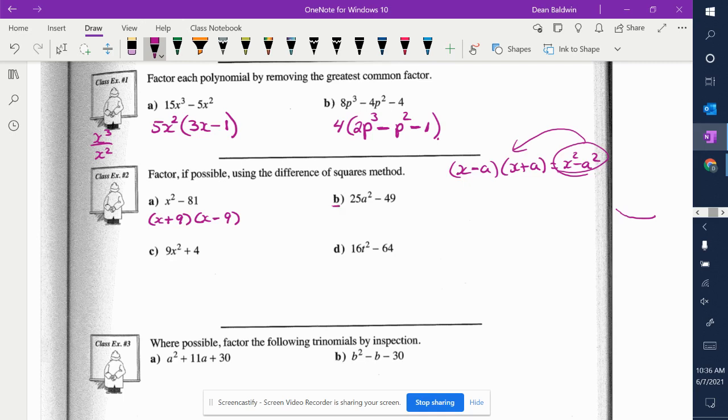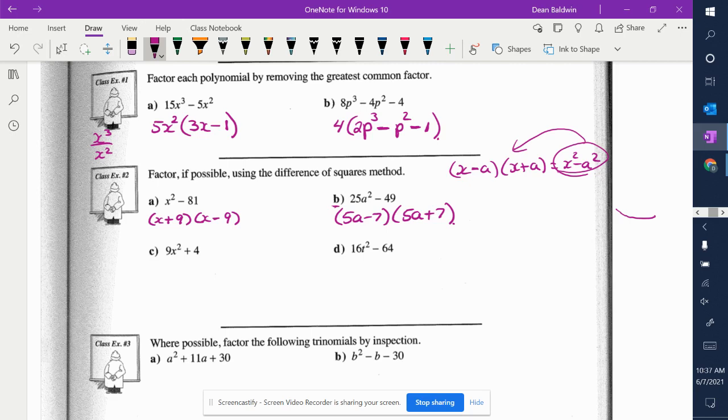So if I look at B here, I have two terms separated by a subtraction sign. Ask yourself, can you square root 25? Can you square root a squared? Yeah, it would just be a. Can you square root 49? Yes. So what is the factored form of this? 5a minus 7 and 5a plus 7. The answer for difference of squares is always conjugates. Okay.